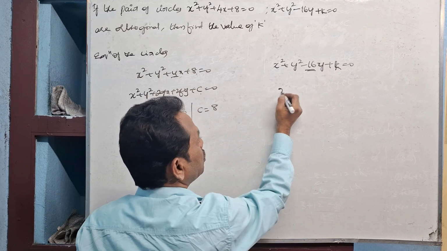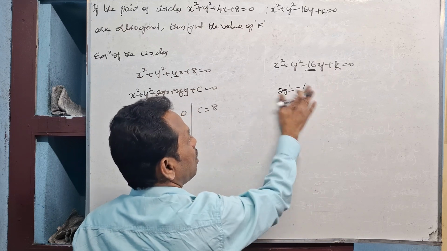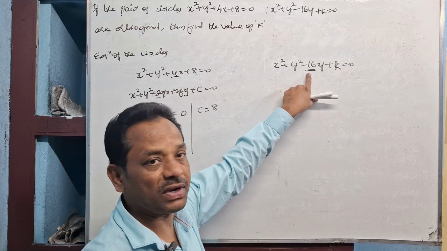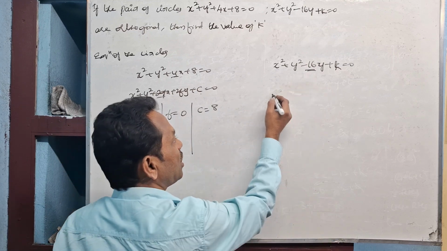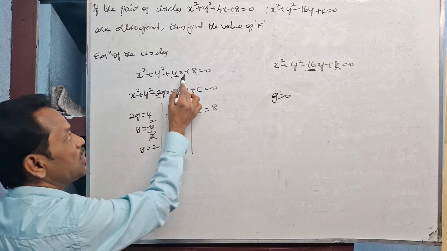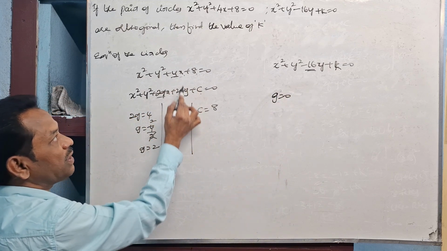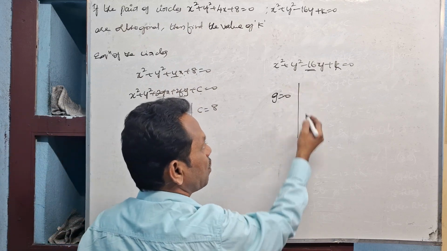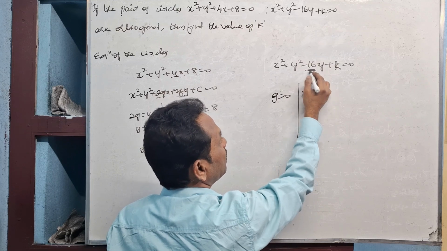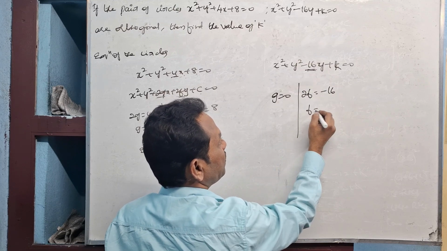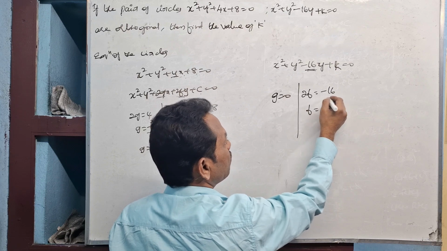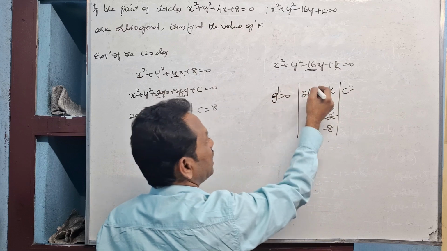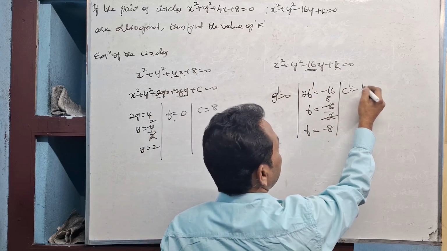So this is compared to g dash equal to minus. Now, here, listen, in this equation we don't have an x term, so the value of g will be 0. Here there is no y term, so 2f equal to 0, so f will be 0. Here there is no x term, so g will be 0, and 2f equal to minus 16, f equal to minus 16 by 2, which is minus 8, and c dash equal to k.